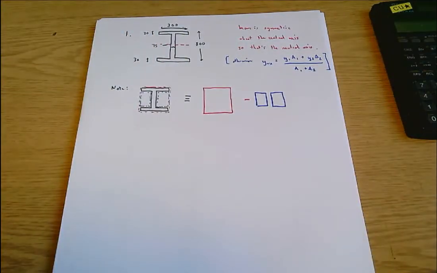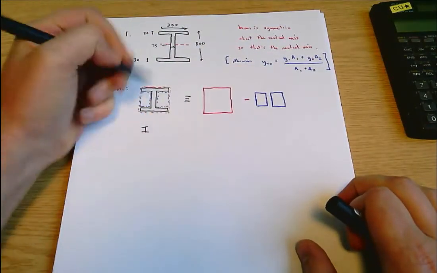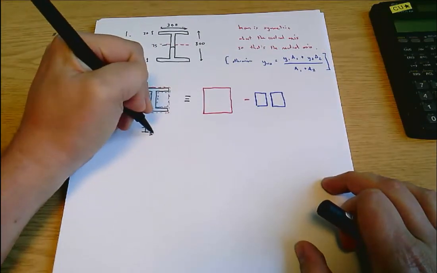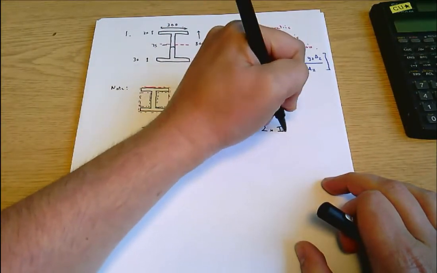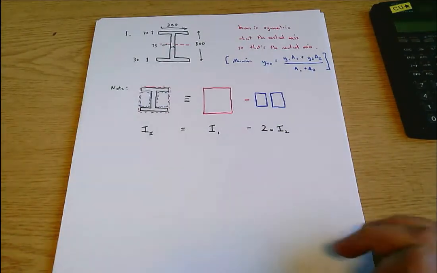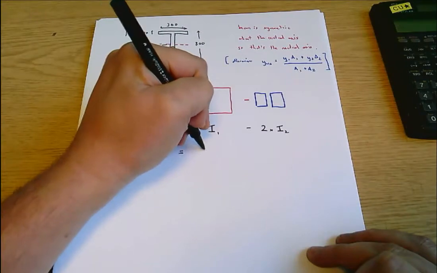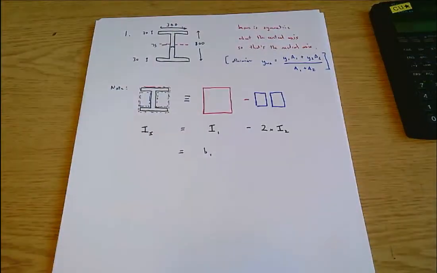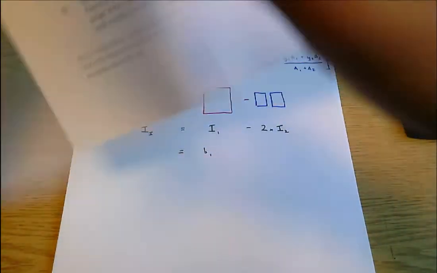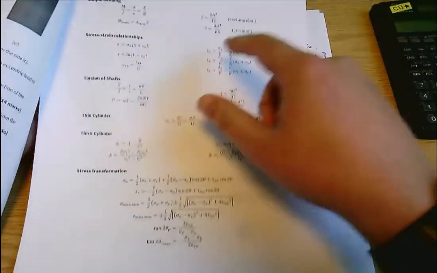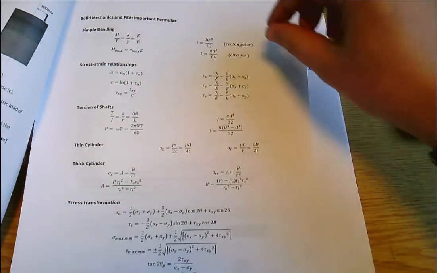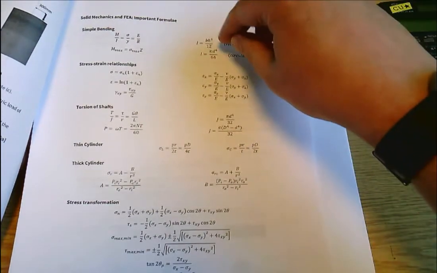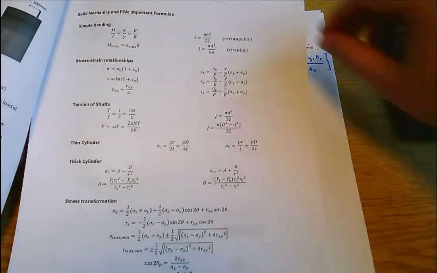And that means that the second moment of area for the I-beam equals that second moment of area minus 2 times the smaller second moment of area. And this is relatively easy as a calculation. Let's just make sure we're clear on where everything is in the data sheet. This is fundamentally a bending question, so we go to the simple bending section. Whenever you've got an I-beam or a T-beam or anything like that, you're probably going to be asked something about bending, so it's worth thinking about these pieces of information under simple bending.